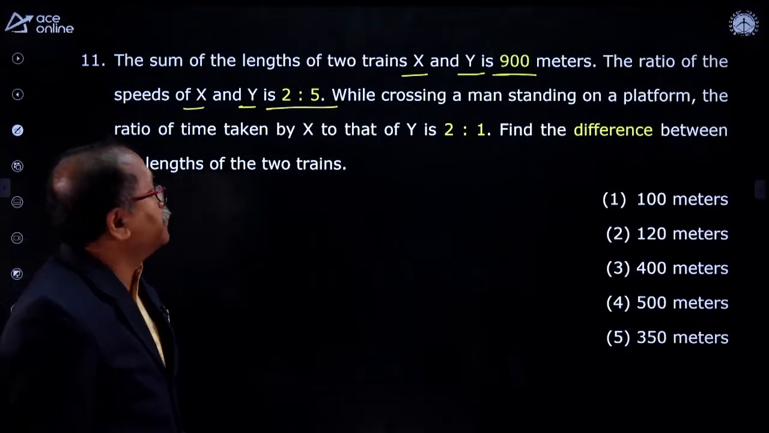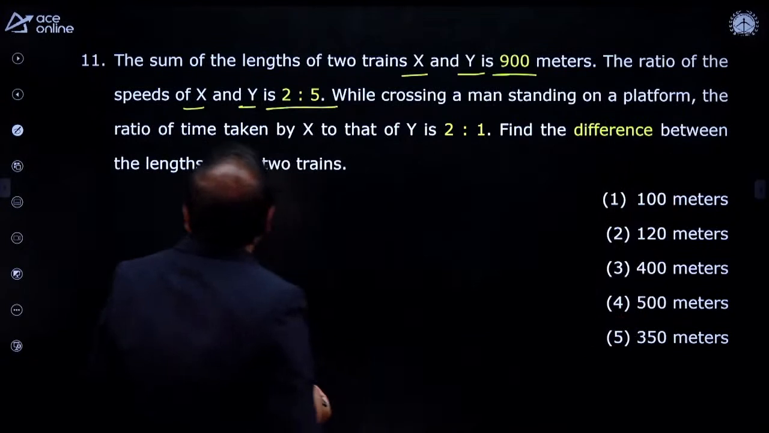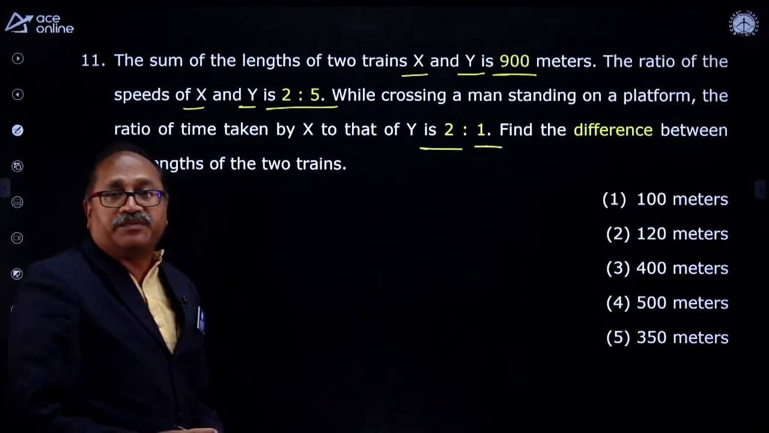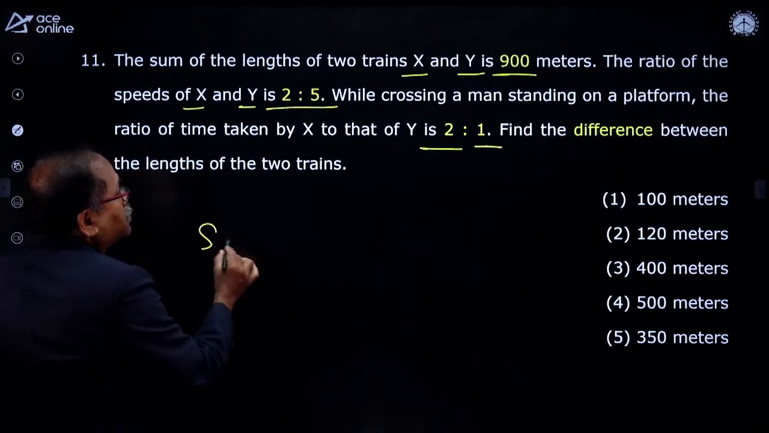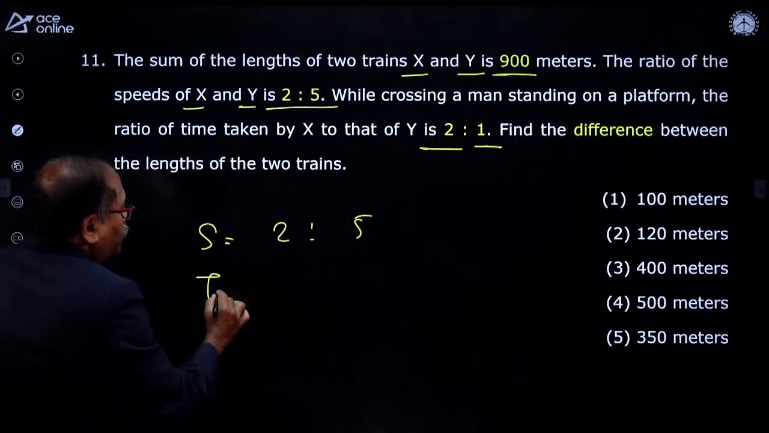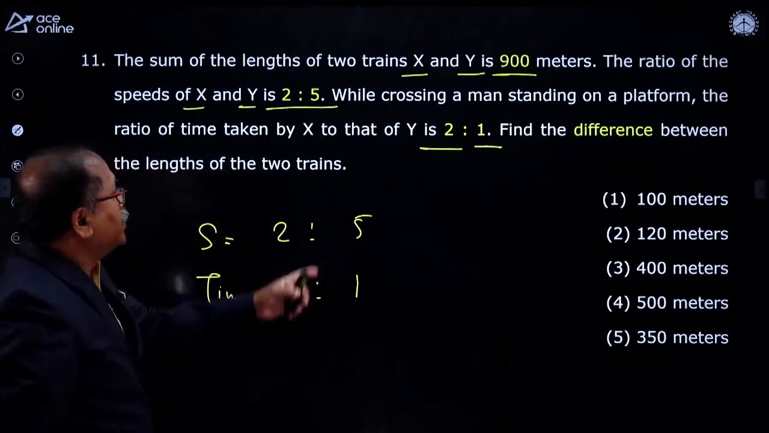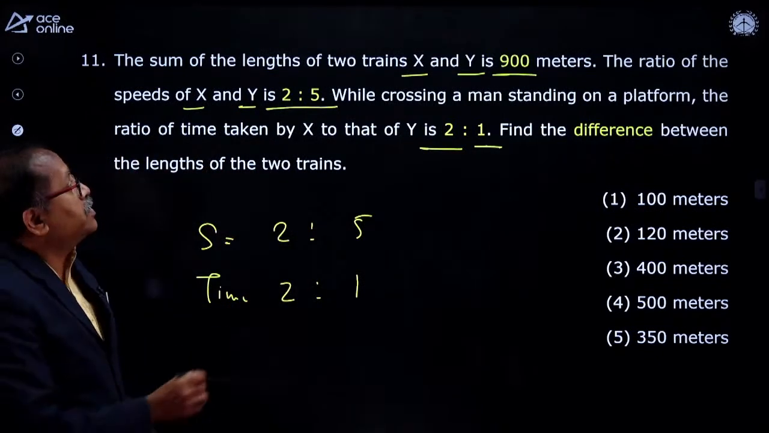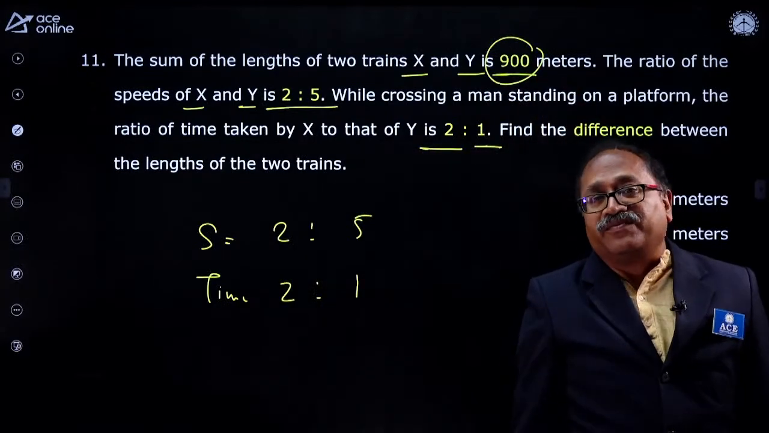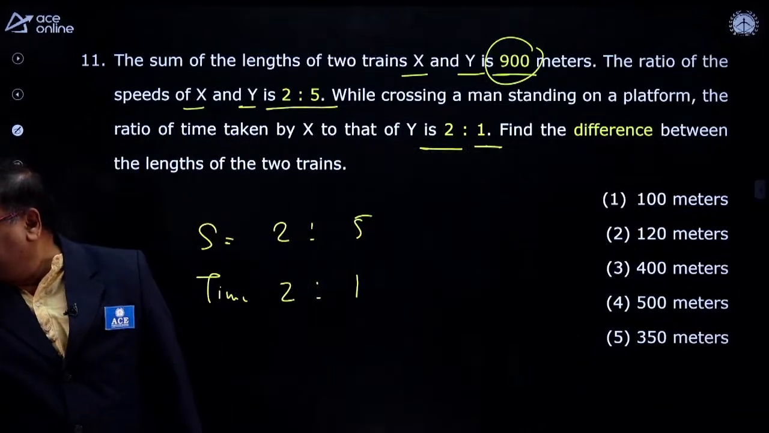Speed ratio is given. While crossing a man standing on a platform, the ratio of the time taken is 2:1. The time taken to cross its own length is given as 2:1. Find the difference between the lengths of the two trains, where the sum of the lengths is 900 meters. Come on, my friends, this is a very logical question. I hope some of you will be able to answer it.